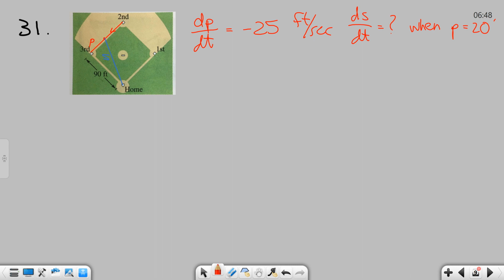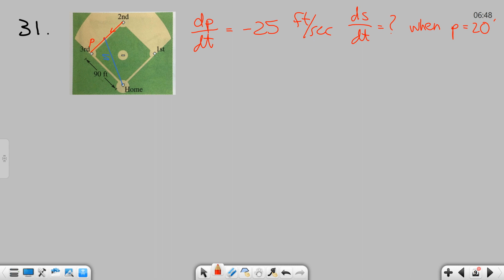You could have defined the distance away from second base and gone the route of defining the distance that we're looking for as 90 minus that value. But I went with this. We're looking for dS/dt when the player is 20 feet from third base.